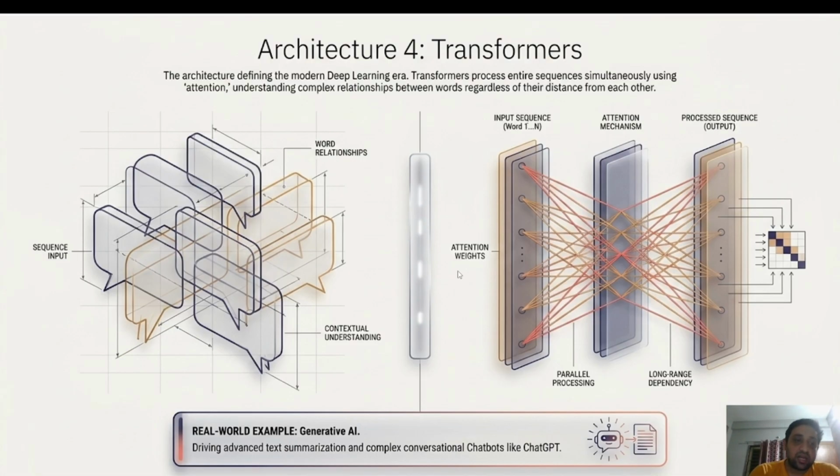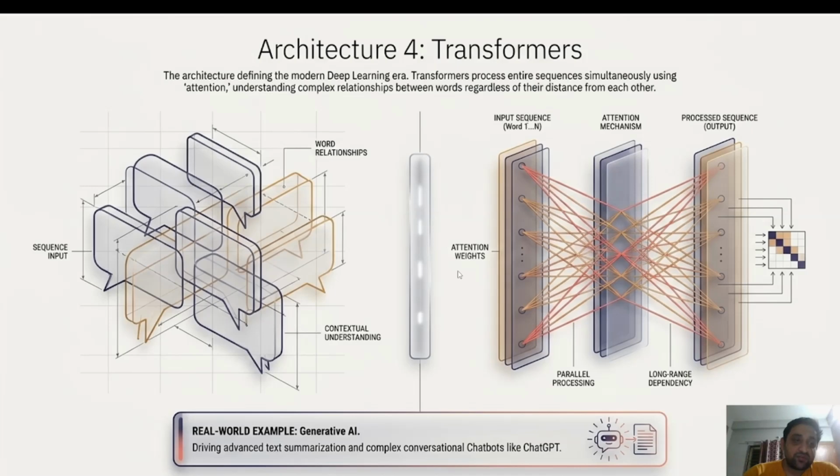Architecture 4: Transformers. RNNs were powerful, but they had a critical flaw. They process sequences one step at a time. For long text, early context could fade, training was slow, and scaling was hard. In 2017, Google researchers published a paper called Attention Is All You Need, and it changed everything.